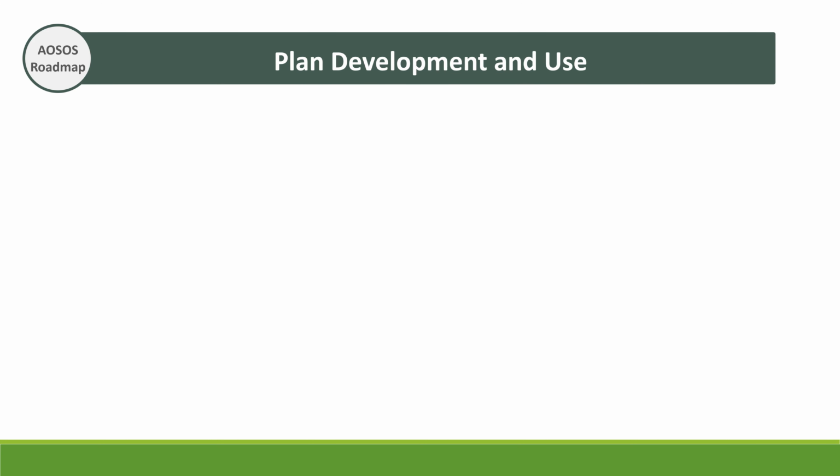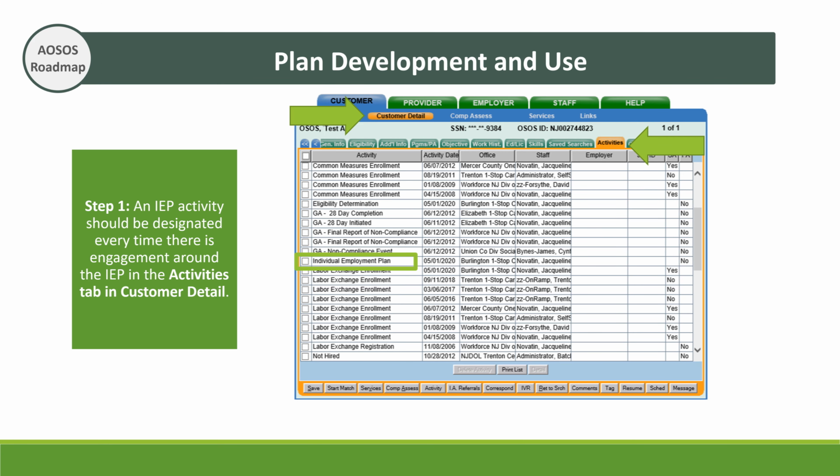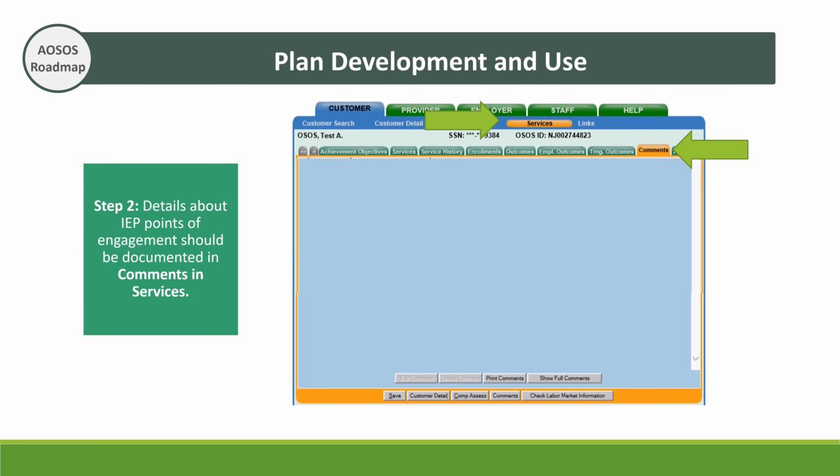A couple last notes about documenting IEPs in AOSOS. Every time there is an engagement around the IEP, at the point of creation and when plans are revisited and updated, an IEP activity should be designated in customer detail. Additionally, details and notes about these points of engagement should be documented in comments in Services.